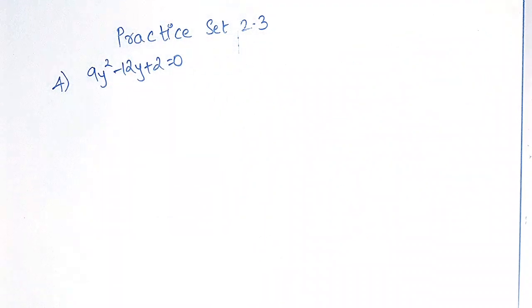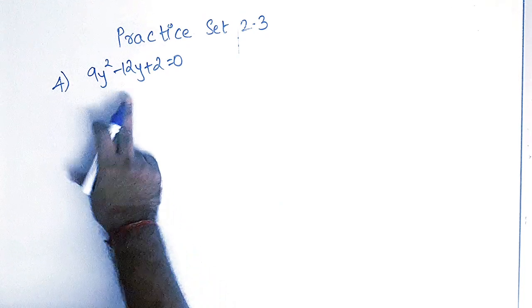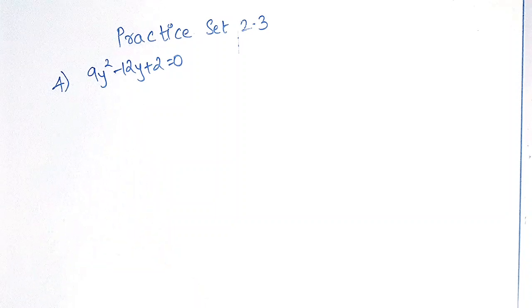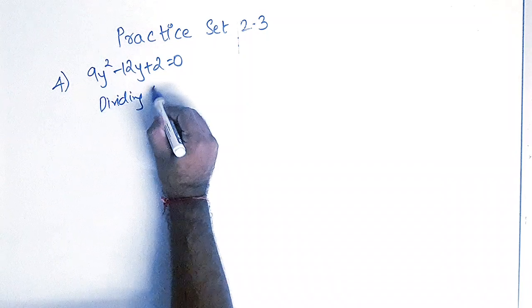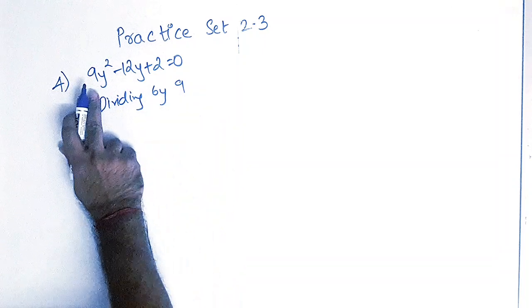Now the fourth one, the first time you are getting a sum like this where a is given, that means a is other than 1, okay. So in such a case what should you do? The very first thing, before comparing it with x square plus 2xy, you will divide the whole equation by a, okay. That means here you will divide by 9. Dividing by 9, what will you get here?